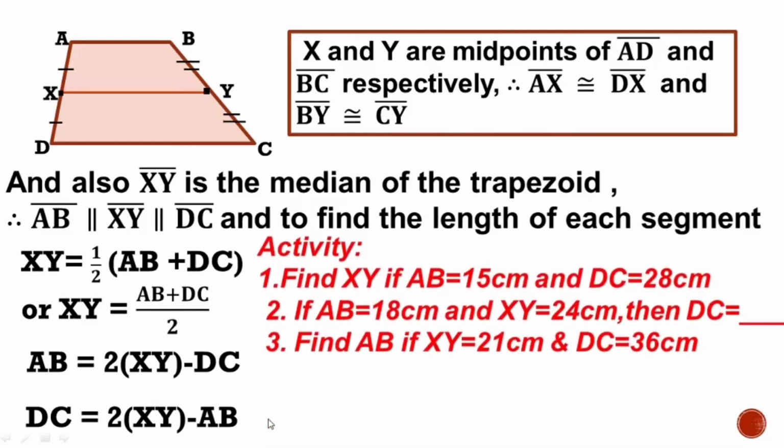Now let's answer the activity. Find XY if AB is 15 centimeters and DC is 28 centimeters. If AB is 18 centimeters and XY is 24 centimeters, then what is DC? Also, you are to find AB if XY is 21 centimeters and DC is 36 centimeters. You may pause this video while you are answering and play it again to see the solutions.